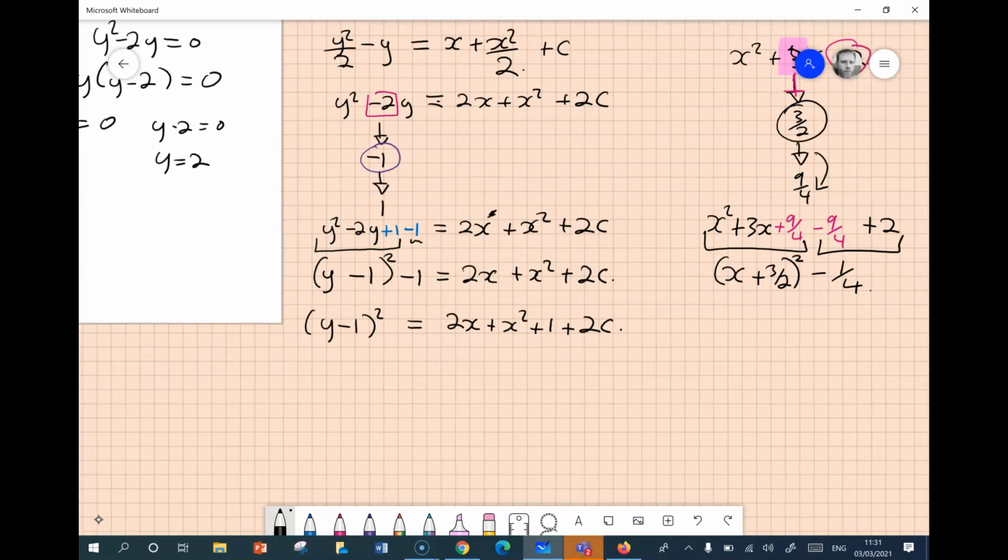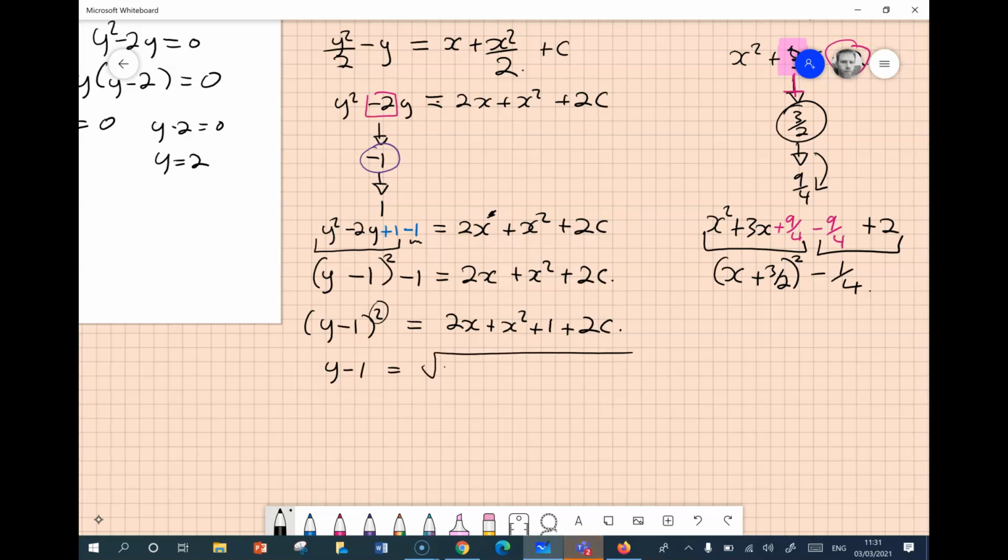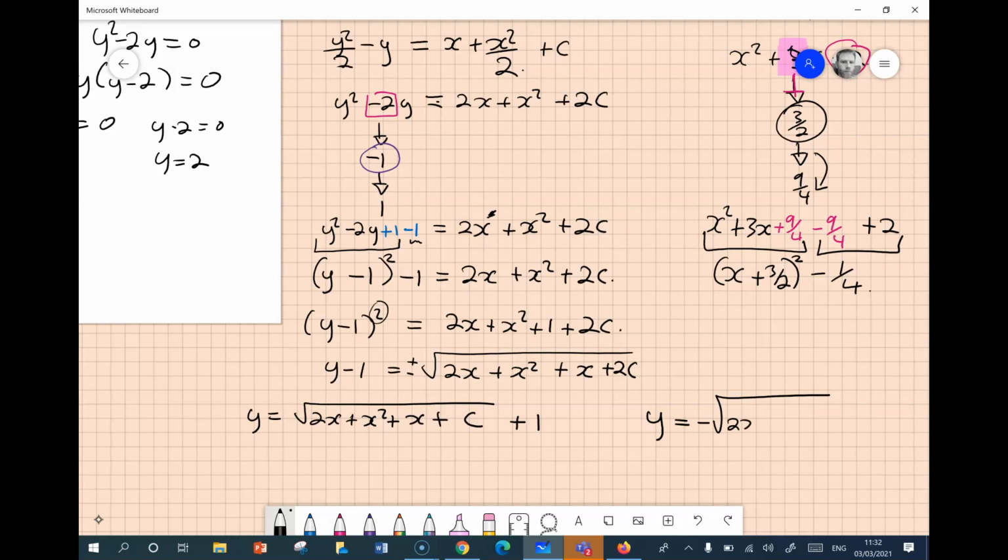All right, now it's easier. So the opposite of squaring is square root. So y minus 1 is equal to the square root of 2x plus x squared plus 1 plus 2c. But remember, the square root can be positive or negative. So we're going to do a positive and negative version. So y is going to be equal to the square root of 2x plus x squared plus 1 plus 2c. Bring my minus 1 over, it becomes plus 1. But we have to do the negative version as well. So I have negative the square root of 2x plus x squared plus 1 plus 2c. But I still bring my minus 1 over, and it becomes plus 1 at the end.